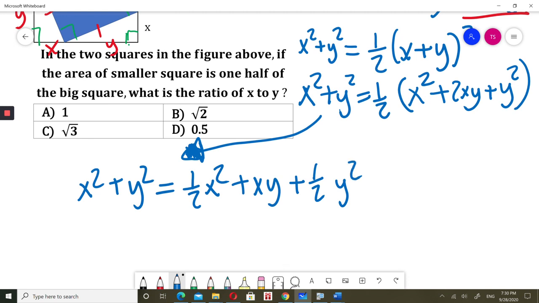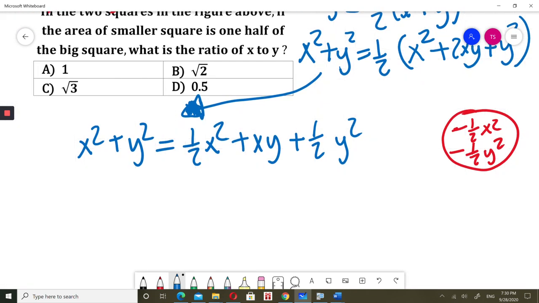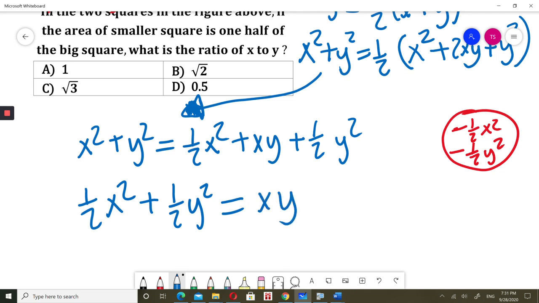And I can see I have x squared and y squared on both sides. So what I will do now is quickly subtract 1/2 x squared on both sides, and also subtract 1/2 y squared on both sides. So what will I have? I will have 1/2 x squared plus 1/2 y squared here, because those halves were subtracted, and on the right side I will just have xy.